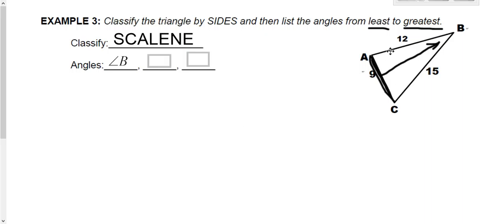What comes next? The medium one. So the medium side is this side AB. So opposite it would be over here, angle C, the other letter. You can draw the arrow if you want. Here's the medium side right here. So opposite this side is this angle right here. So angle C would be the next largest. And then the largest one. Well, we can see the largest side is 15 over here, this side CB. So that means angle A would be the largest angle.